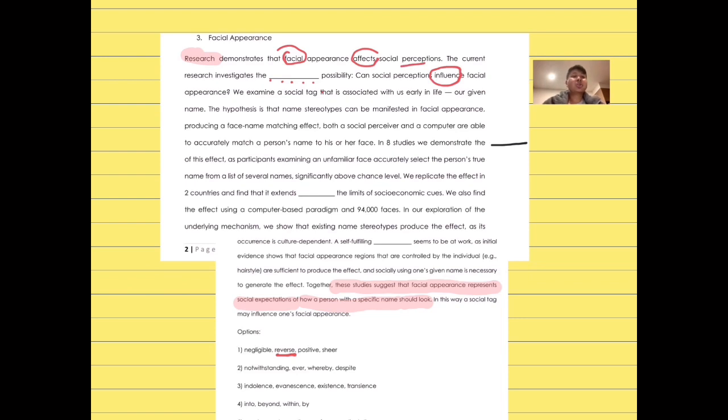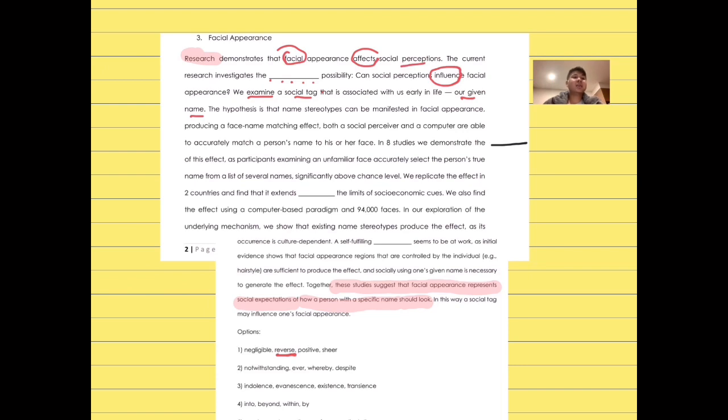We examine a social tag that is associated with us early in life, our given name. So in this research, they try to examine a social tag. What is it? They try to examine our given name. They just try to test something about the name. The hypothesis is that name stereotypes can be manifested in facial appearance, producing a face name matching effect. Both a social perceiver and a computer are able to accurately match a person's name to his or her face.